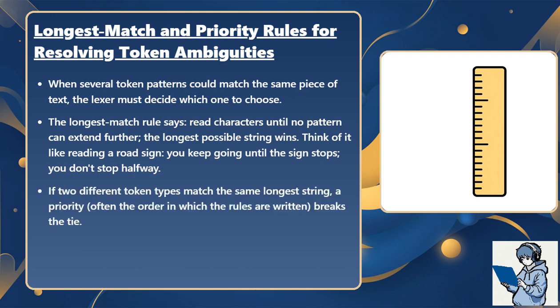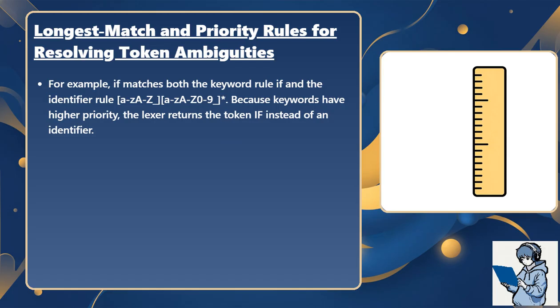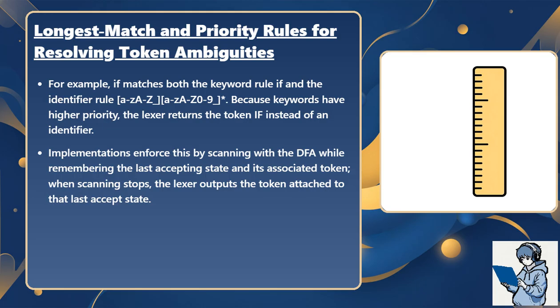If two different token types match the same longest string, priority, often the order in which the rules are written, breaks the tie. For example, "if" matches both the keyword rule if and the identifier rule: A to Z or underscore, followed by a to z or A to Z or 0 to 9 or underscore, repeated. Because keywords have higher priority, the lexer returns the token if instead of an identifier. Implementations enforce this by scanning with the DFA while remembering the last accepting state and its associated token. When scanning stops, the lexer outputs the token attached to that last accept state.